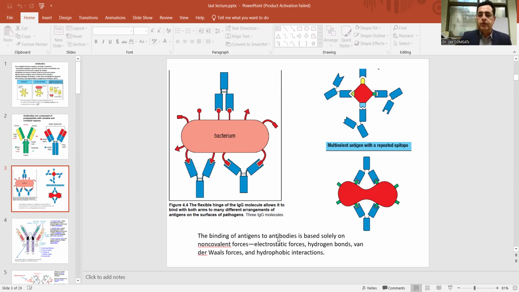These are electrostatic forces, just like the forces that are holding water molecules together, for instance, in the form of a body of a liquid or body of water. Just like that, these forces are also similar kind of forces holding these antigen antibody complexes together.